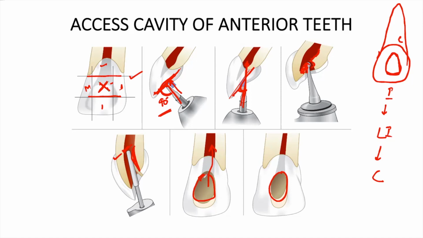What is the shape of the access cavity? A rounded triangle where the base is towards the incisal surface and the apex is towards the cervical surface. How do we move the bur to remove the dentinal roof? Once we feel the drop in, we need to move the round bur from inside to outside. Many questions are asked from this topic. Similarly, we'll cover the access cavity preparation of other teeth also and the questions asked from that topic.